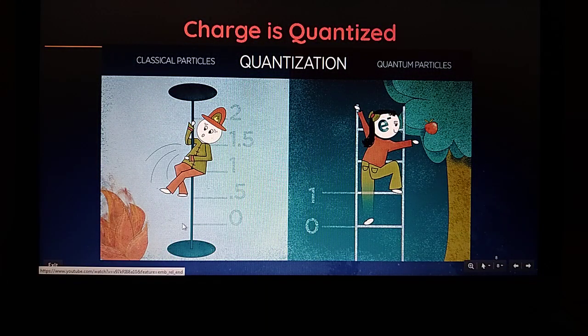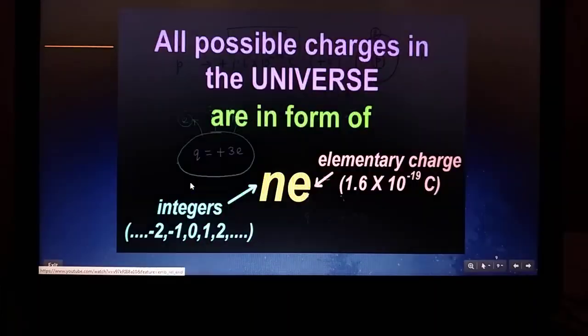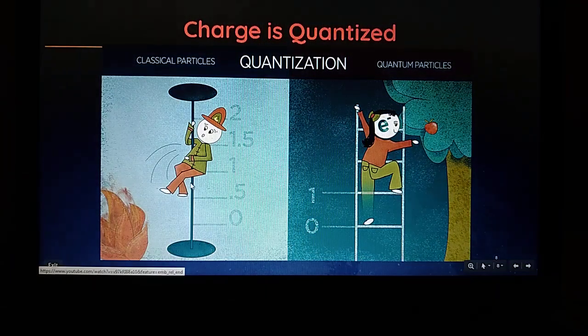Next thing is quantization. In very simple terms, this is the first case, a classical picture, where we can take any point. If someone wants to climb, he can take 0, 0.5, even 0.2, 0.1, anything. But on the right panel, as you can see here, it is 0, 1, then it will come 2, 3 and so on. This is what we call quantization, that is, it is discrete, it is not continuous.